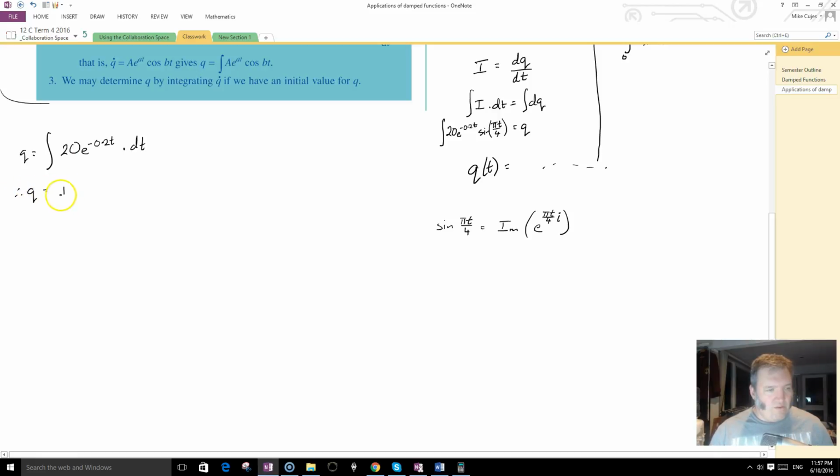So q, another way I could think of it, is the imaginary part of the integral of 20 e to the negative 0.2t. I can see I've left out a little bit there, haven't I? I got excited and wrote the substitution over on the side, but I didn't actually keep it there. There it is, sine of pi t over 4 dt.